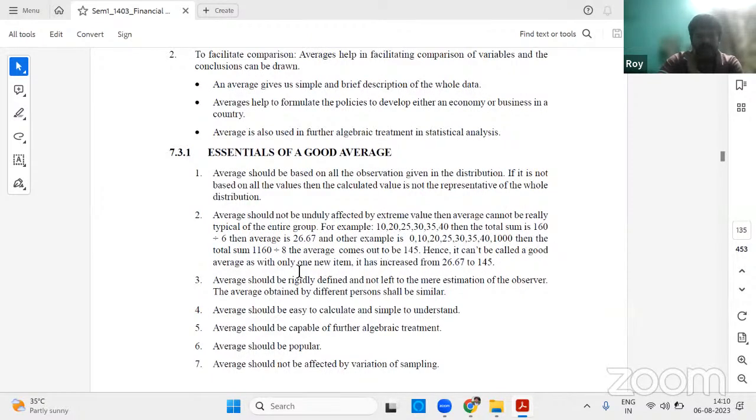Hence, it can't be called a good average, as with only one new item it has increased from 26.67 to 145. If you take these numbers and those numbers, there is a problem. Somewhere this 1000 is added, and it is completely disturbing our average figure. Somehow, by mistake, this 1000 is added, and the average is affected. Where is 26.67? Where is 145?